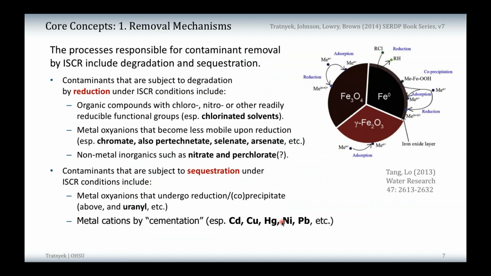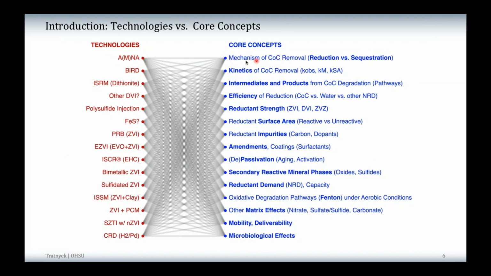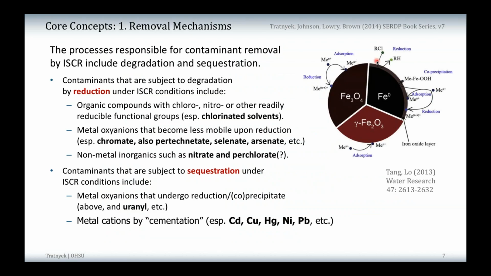So I'm going to go back and start here at the top. I'm going to start with mechanism of removal, reduction versus sequestration. So ISCR can remove contaminants from groundwater by two basically distinct approaches. One of them is where the contaminants are removed by reduction. And so this would apply to organic chemicals where there are functional groups that are amenable to reduction. So the chlorinated functional groups are certainly the most familiar. Nitro groups in explosive type compounds would be another example, and there are others. But the main category here is chlorinated solvents.